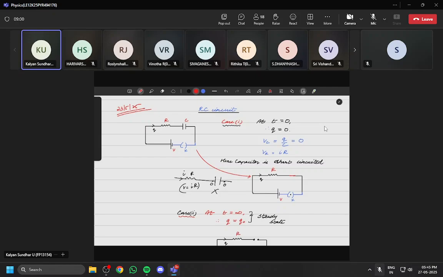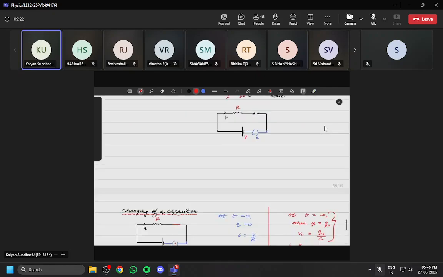So in the first case, you will be just short circuiting the capacitor. In the second, you won't be considering the resistor. Only through the capacitor, we will be finding out how much the potential across the capacitor is. So these are the two cases. One is the initial case and the other one is the steady state. More often we will have questions based upon the steady state. We'll discuss those questions also after this, right?